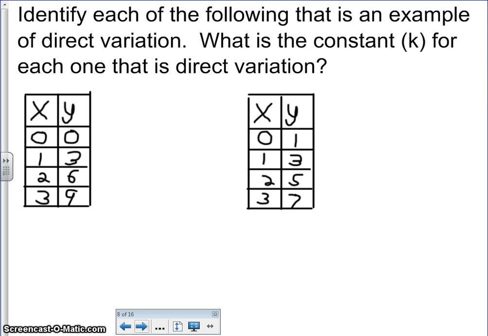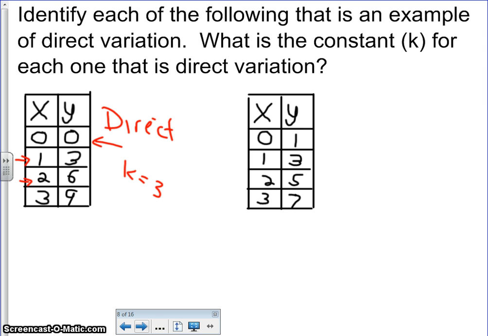All right, we're back, and hopefully it was obvious to you that this one is direct variation. It goes through the origin. That's one of the requirements, so we have 0, 0. The other one is that we multiply by the same number every time. Start with the 1 right here. That's pretty easy to see. 1 times what is 3? Well, 1 times 3 is 3. So we think k is 3. Let's check it for the others.